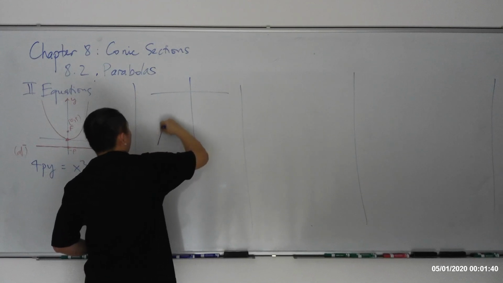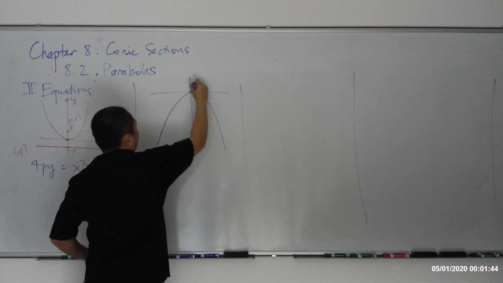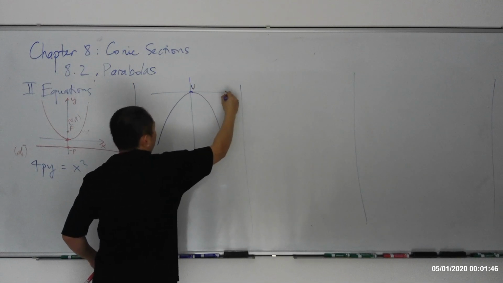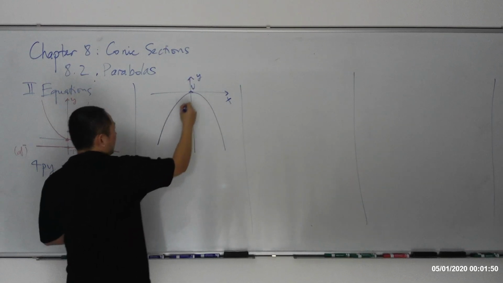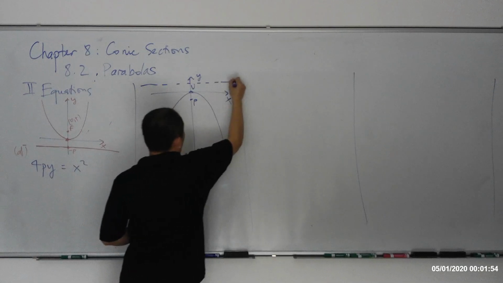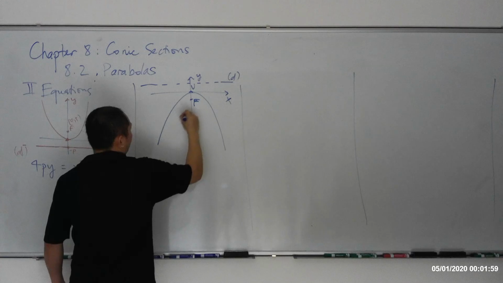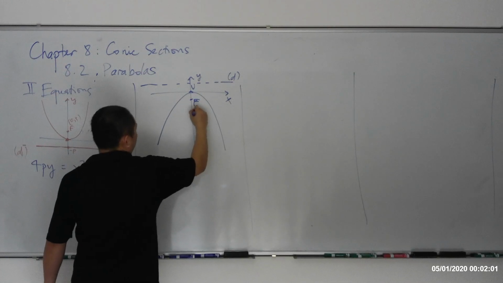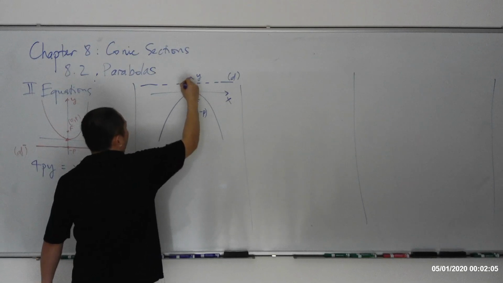Same thing now, it's going to open downward. So this is the vertex at the origin, this is the x-axis, this is the y-axis. This time the point P is going to be right here. The directrix is going to be up here. And the focus is going to be at (0, negative P). And this intersection point is going to be positive P.